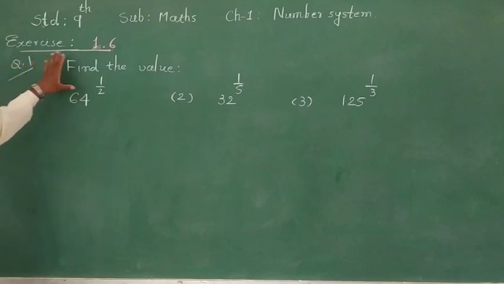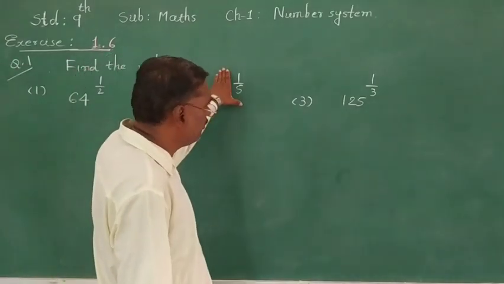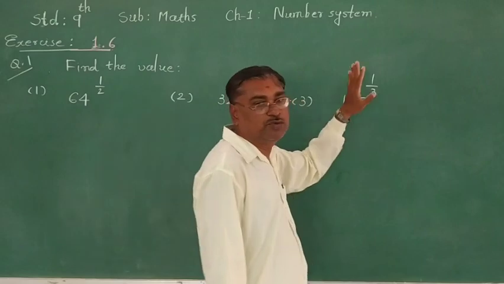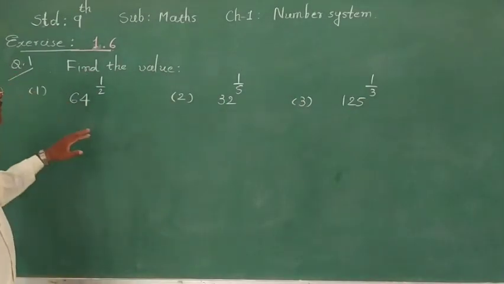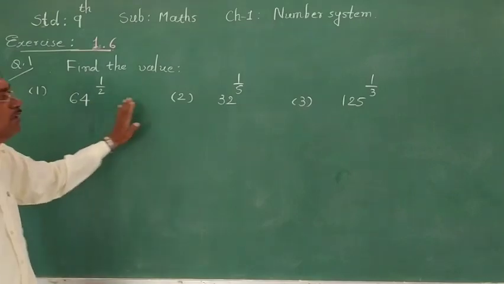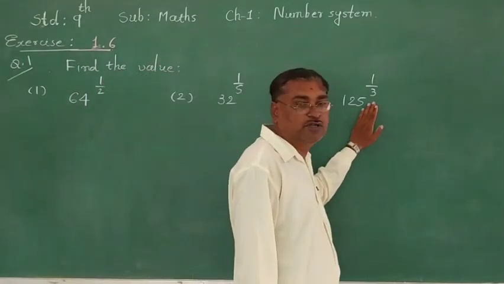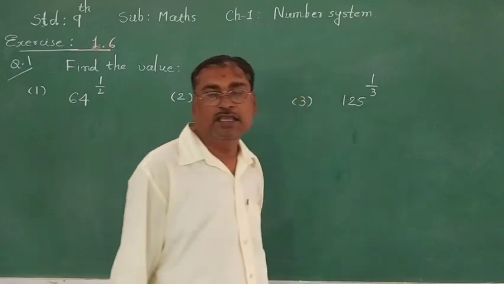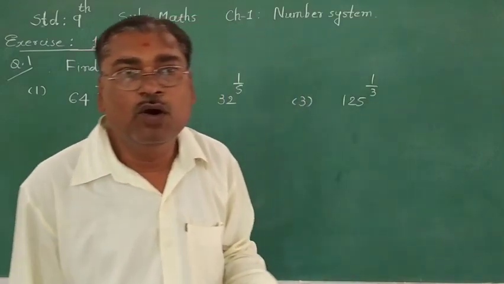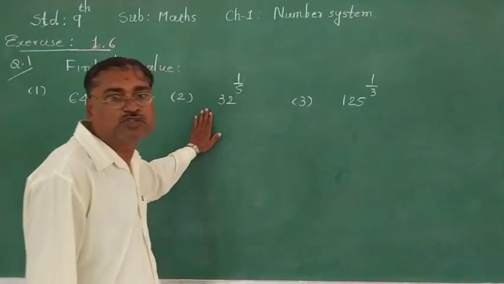Now we will start exercise 1.6. Question 1, find the value. Here given 64 raised to 1 upon 2, 32 raised to 1 upon 5, and 125 raised to 1 upon 3. 1 upon 2 exponent means square root, 1 upon 5 exponent means fifth root, and 1 upon 3 exponent means cube root. In our language we can say this. We have already learned this in standard 7 and 8, but here you have been given it to solve.